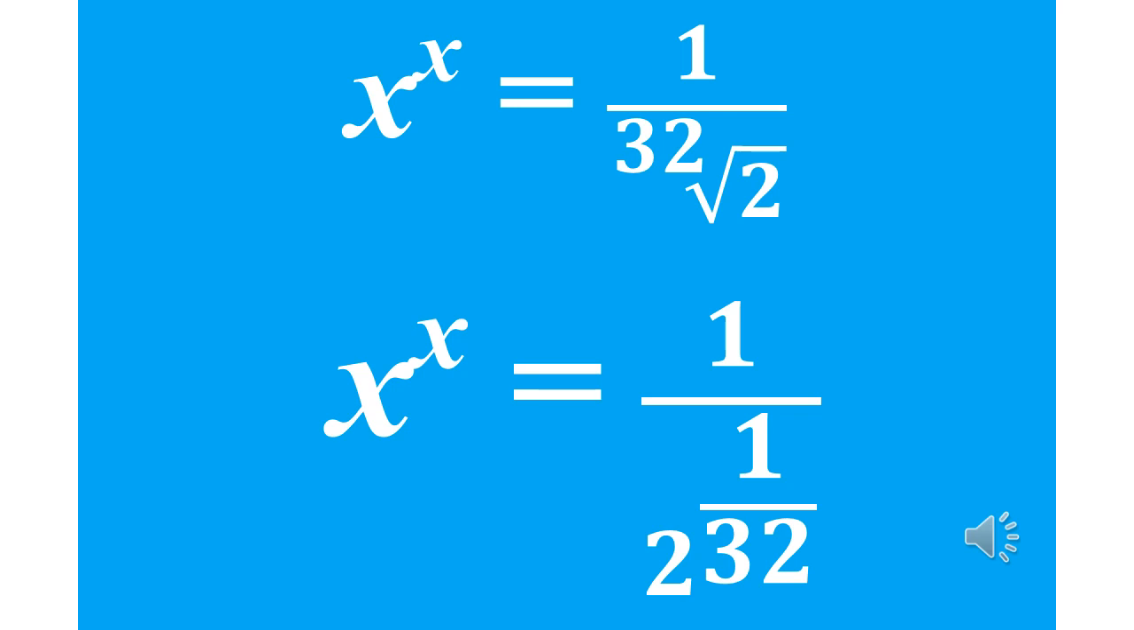So we simplify the right side of the question first. We have x raised to power x equals 1 over 2 raised to power 1 over 32, because 32 root of 2 is the same thing as 2 raised to power 1 over 32. So we have x raised to power x equals 1 over 2 raised to power 1 over 32.